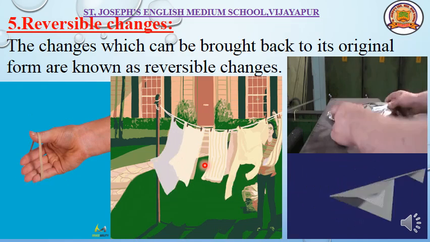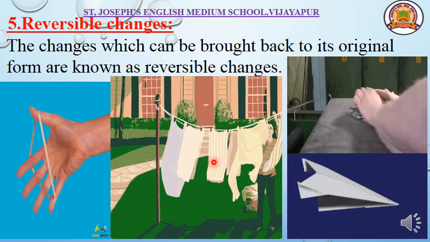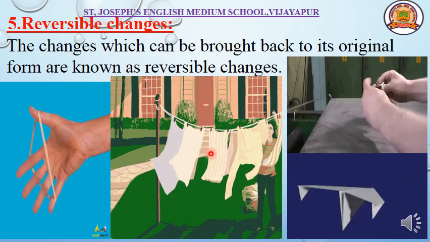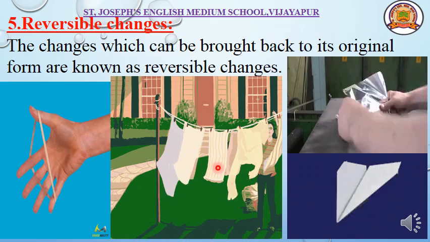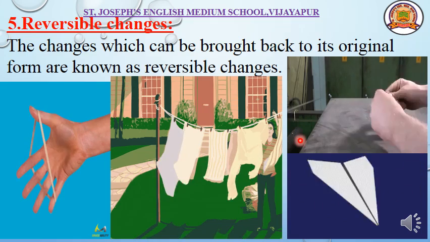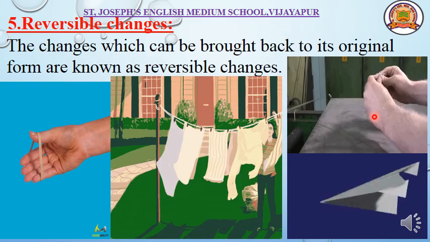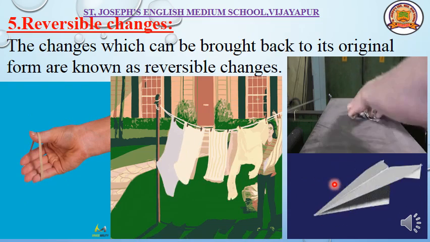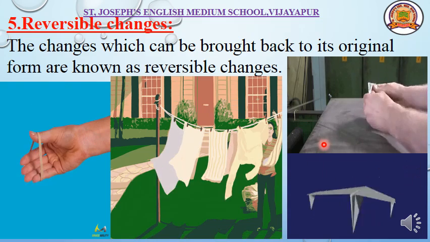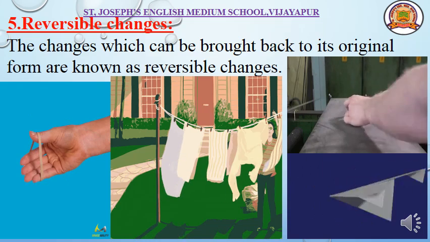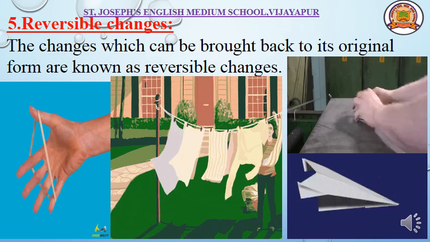Drying of cloth. What happens? Wet cloth becomes dry cloth. Only the water present in it will evaporate. Does the color of the cloth change? Does the size change? No. So it is a reversible change. Folding of paper and making different origamis or different toys with paper. Okay. When we unfold, we can get back the paper in its original form. Right?